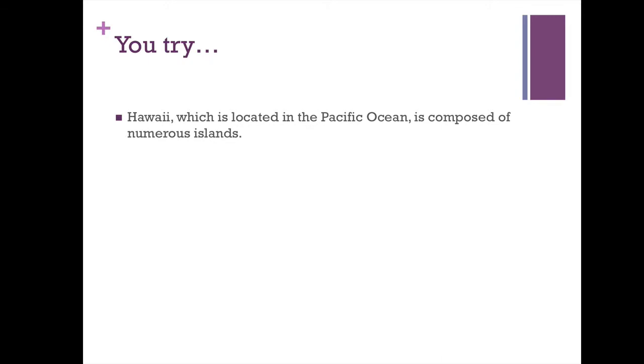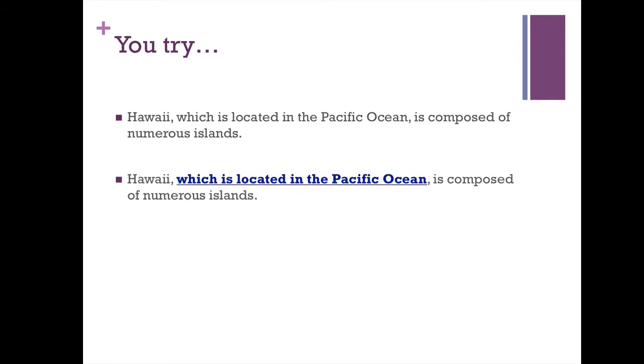Hawaii, which is located in the Pacific Ocean, is composed of numerous islands. Hawaii, which is located in the Pacific Ocean, starts with the relative pronoun which, and the whole clause tells us about Hawaii. It gives us more information about Hawaii.